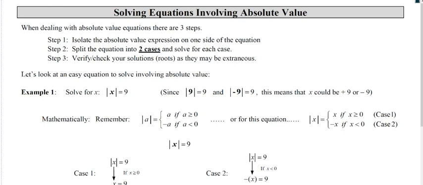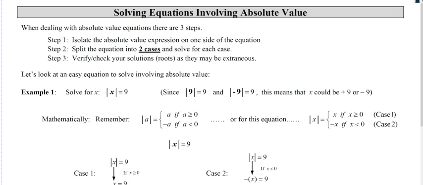Step 1, isolate the absolute value expression on one side of the equation. Step 2, split the equation into 2 cases and solve for each case. Step 3, verify/check your solutions, or roots, as they may be extraneous. Right? So it might be a solution to the equation that you've set up, but not to the original.